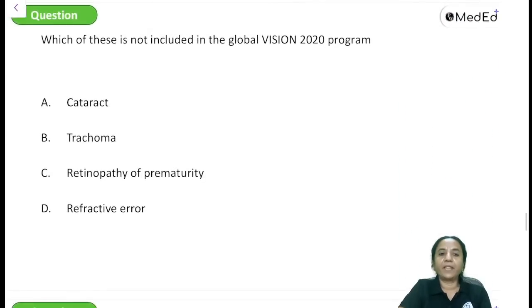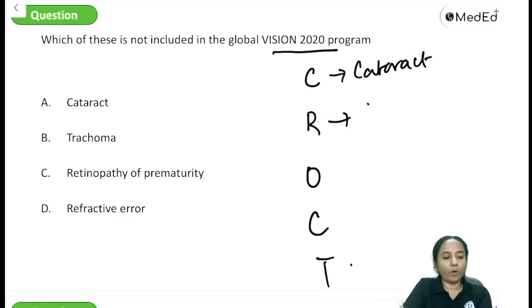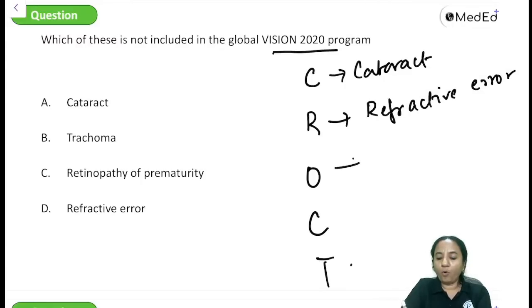Next question. Which of the following is not included in the Global Vision 2020 program? So the diseases included in Global Vision 2020 are remembered as CROCT. The first C is obviously cataract. The R, I think all of you know, stands for refractive errors. O is river blindness, that is onchocerciasis.